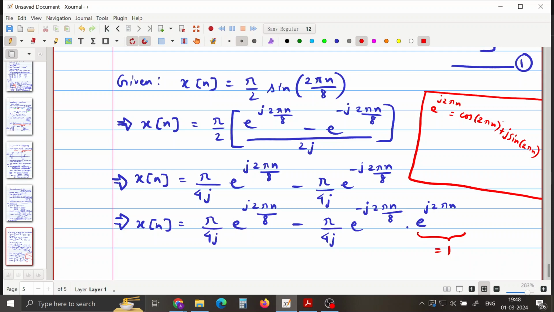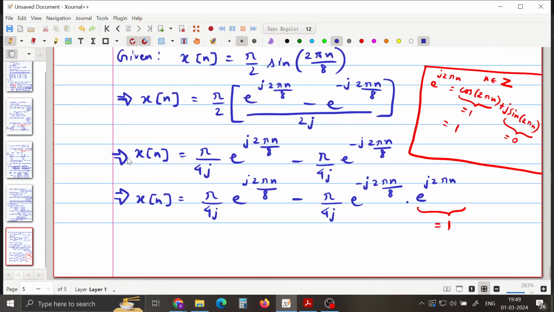And now n is an integer, right? N is in discrete time, n is an integer. So if n is an integer, then cos 2 pi n becomes 1, and sin 2 pi n for any integer value of n goes to 0. So this is overall 1. So e power j 2 pi n is 1. So I can multiply any quantity with 1 and it remains unchanged. So that's fine, that's allowed. So I'm making this adjustment here.